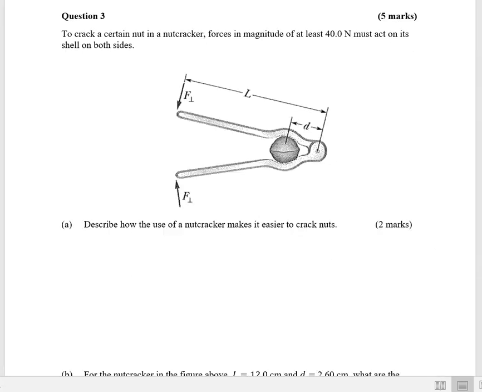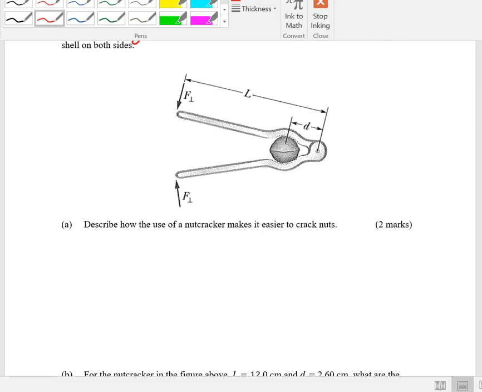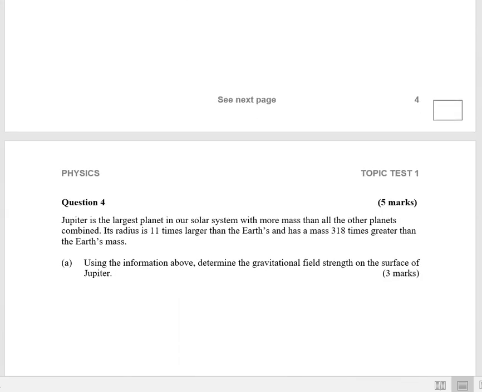On the third question, this is a topic regarding torque. So I will just ask you to ignore this part here. I write down ignore because it will not be tested. And from here we will move on to the next question, number 4.